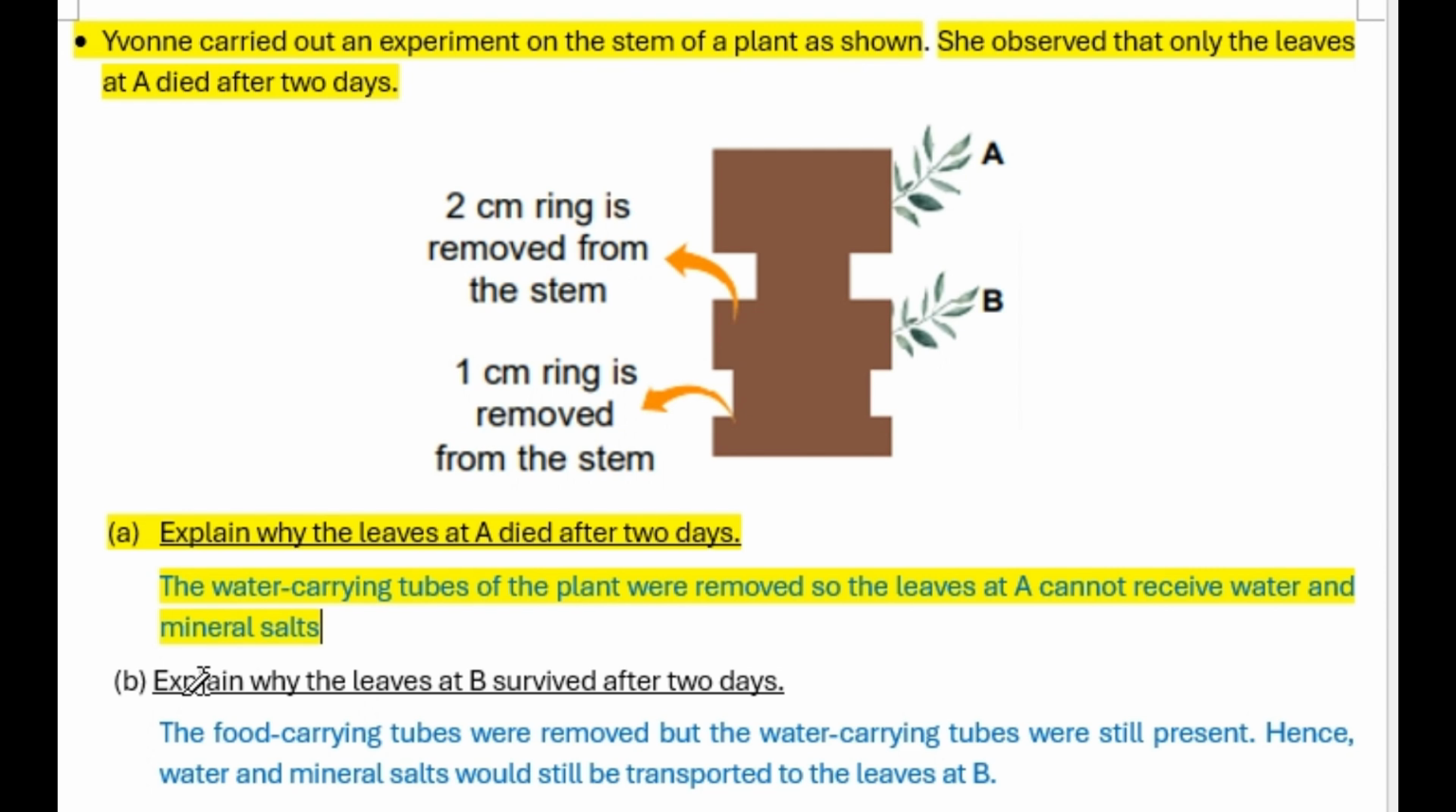B. Explain why the leaves at B survived after 2 days. The food-carrying tubes were removed, but the water-carrying tubes were still present. Hence, water and mineral salts would still be transported to the leaves at B.